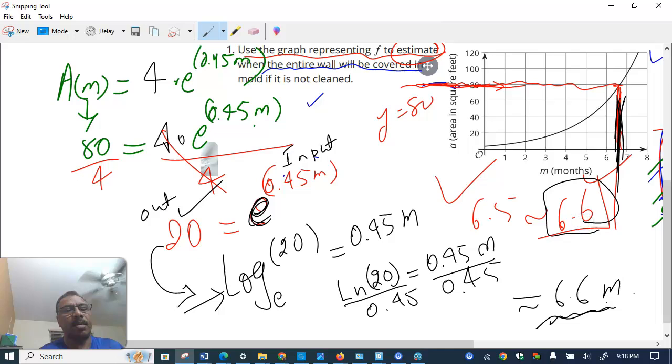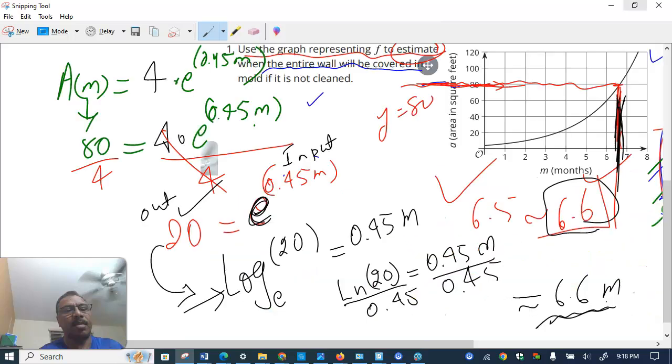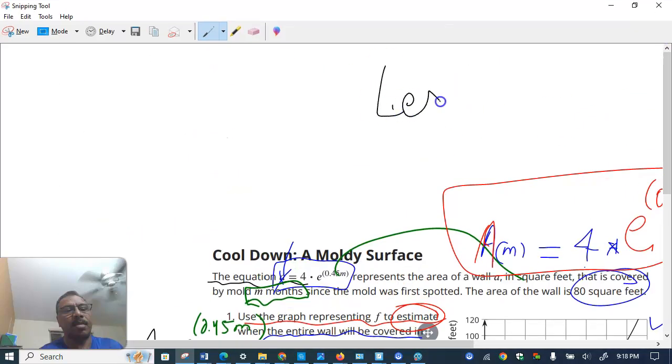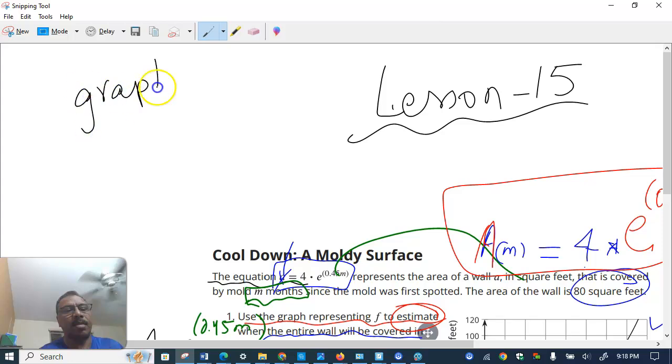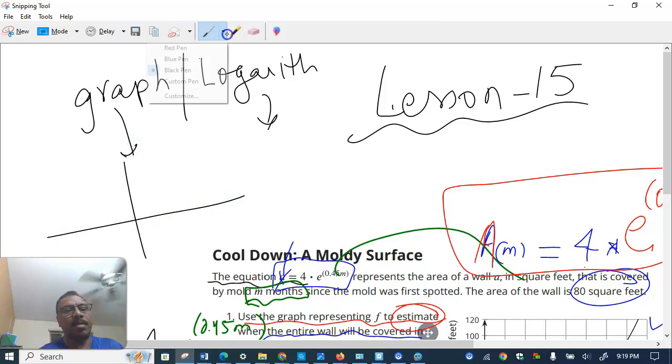So this takes care of the whole lesson. So just finished lesson number 15, and this was lesson number 15, solving using graphs. So what was the thing? We were using the graph. So there are two things happening. One is the graph, and the other one is the logarithms. So how are these two things we are using to solve a problem?